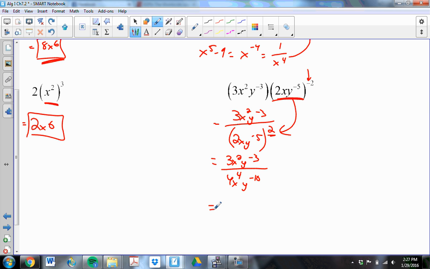I deal with the like terms and common bases. 3/4 just stays 3/4. Nothing can happen there. There's 2 x's on top and 4 x's on the bottom, so it's x squared on the bottom. And I'm really doing -3 minus 10. I'm going to deal with these y powers now.